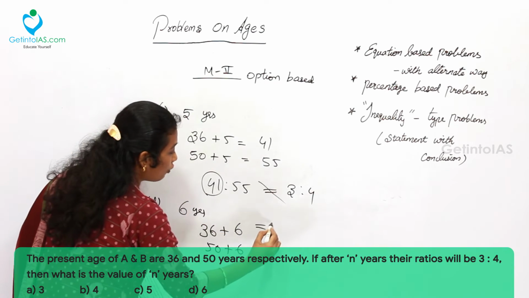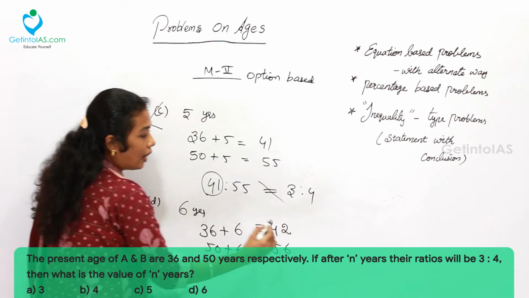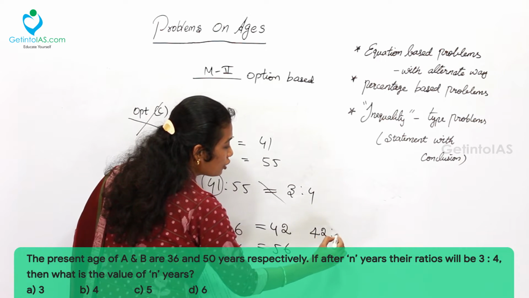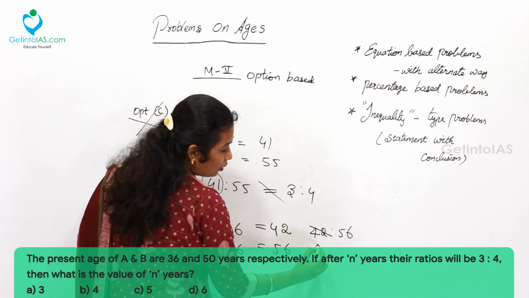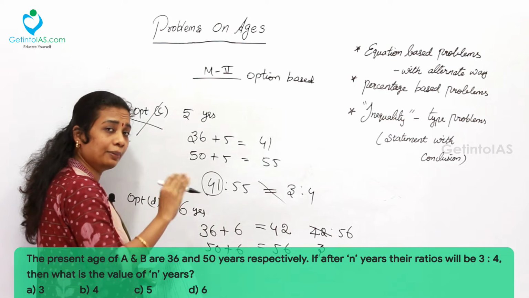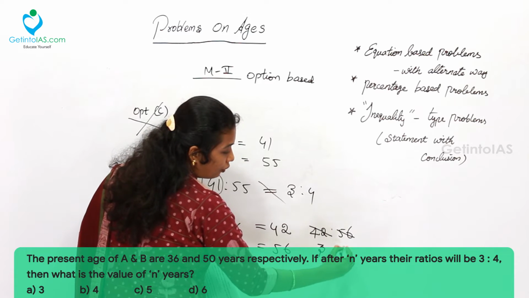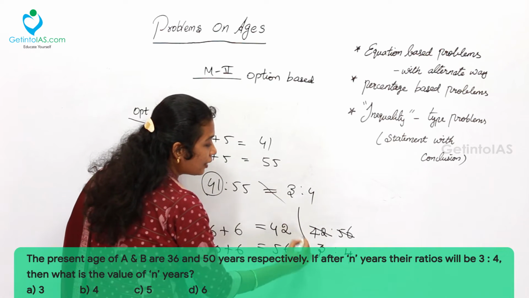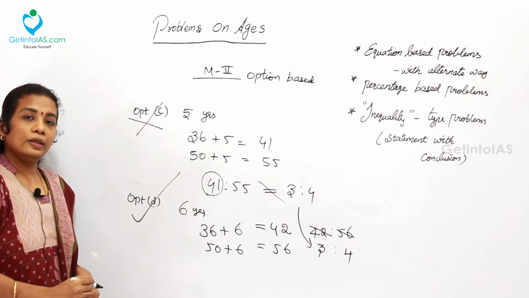36 plus 6 is 42. 50 plus 6 is 56. Let's check it out. 42 is to 56 is equal to what? Here we can say that 3 times 14 is 42, or else you can take the 7 table and 2 table. How many times of 14? That is 4 times. Yes, it matches the ratio 3:4. My answer is option D.